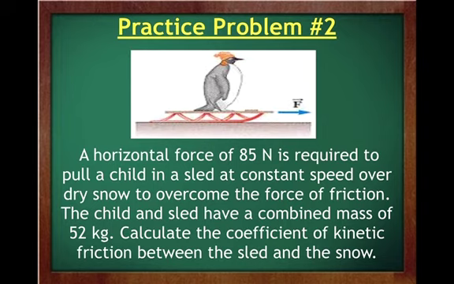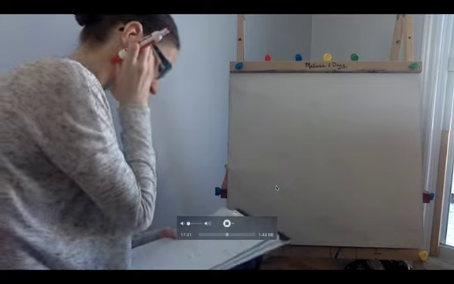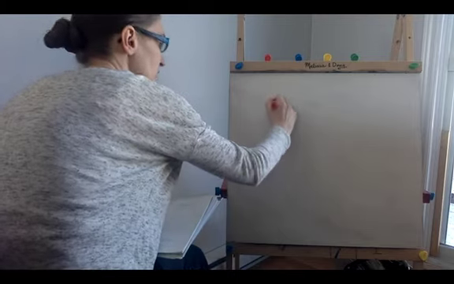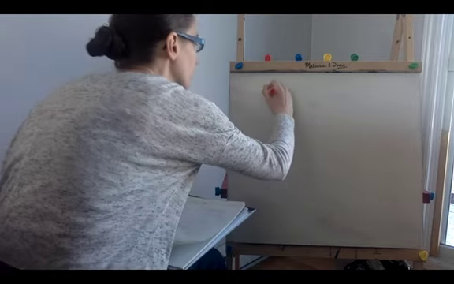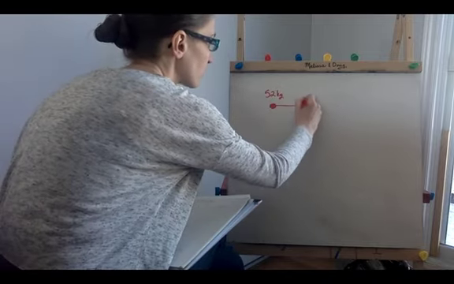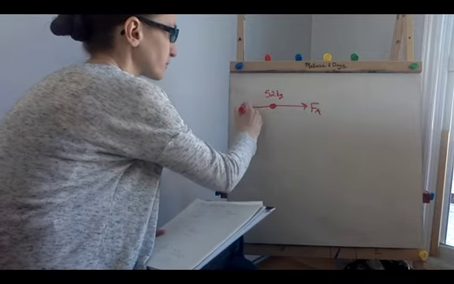Because this question is talking about it needing to be at a constant speed, what we're saying is that our applied force and our force of friction would need to be equal. So again, we have a force being applied. If we draw that free body diagram, you've got this mass here of 52 kilograms, the child in the sled. You're applying a force this way, pulling it, and then there's the force of friction pulling it back.